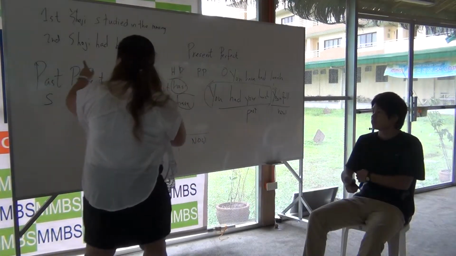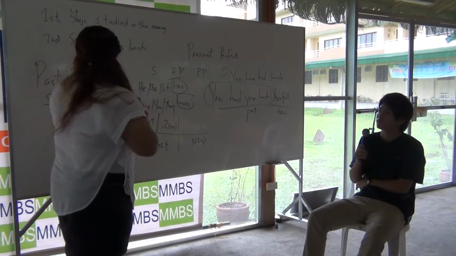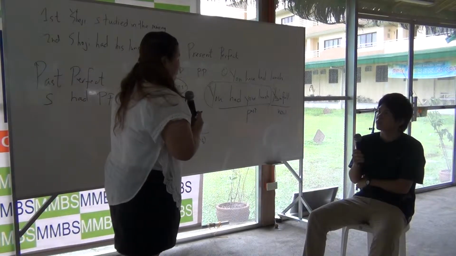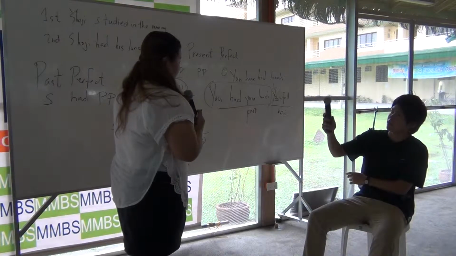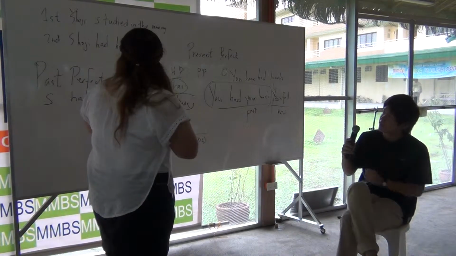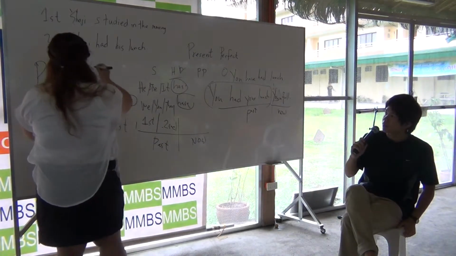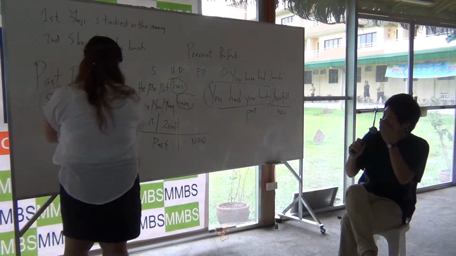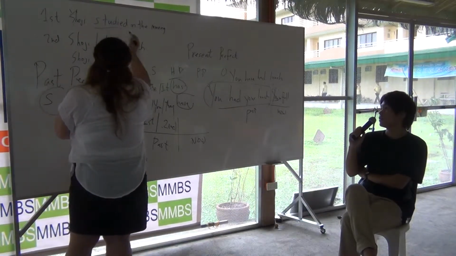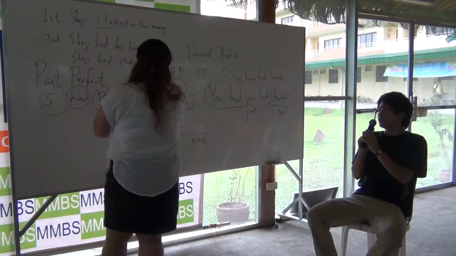For example, the sentence: Shoji studied in the morning and Shoji had his lunch. Your first action was that you studied in the morning, so we can apply the past perfect. Could you now make this into a past perfect tense? Shoji studied in the morning. Follow the pattern, Shoji. Shoji had, and what's the past participle? Studied, in the morning.